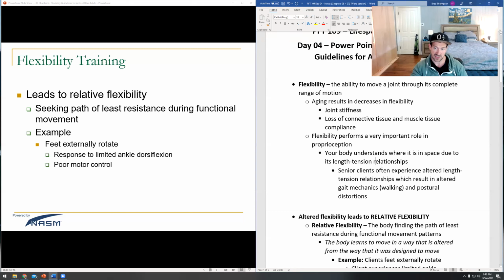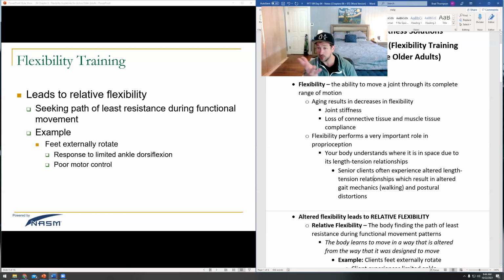Senior clients experience this all the time. They will often experience altered length tension relationships, which changes their mechanics for walking, and it leads to altered posture. But honestly, that happens to all of our clients. Like you were telling me, you tend to have the habit of walking with externally rotated feet, right?